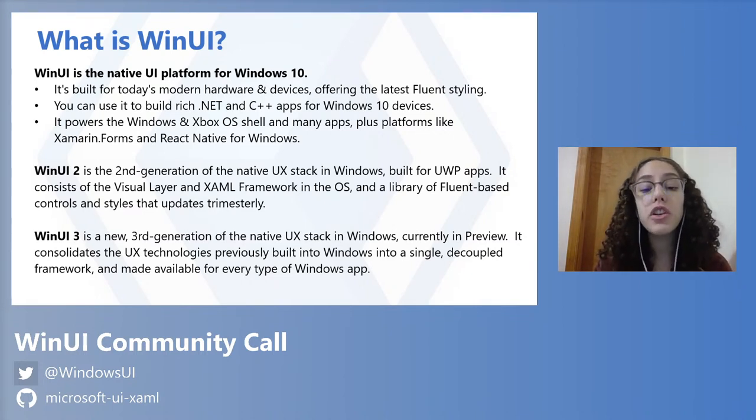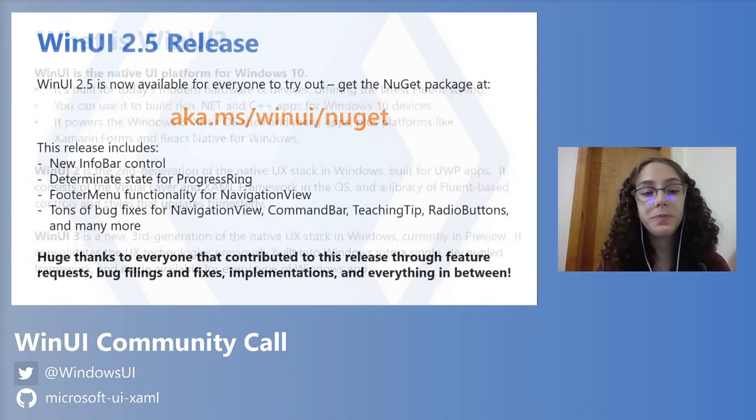WinUI 3 is the new third generation of this native UX stack. It's currently in preview. We released Preview 3 last month in November. So WinUI 3 consolidates the UX technologies that were previously built into Windows into a single decoupled framework, and it's made available for every type of Windows app. So UWP or desktop, you can use WinUI 3 to build a modern Windows app.